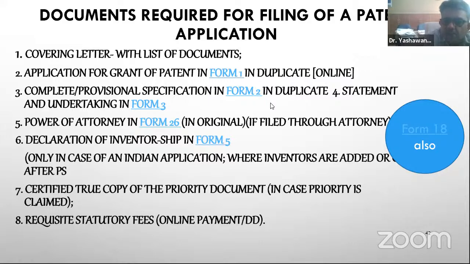There are three things to remember. First is the front page of this Form 2, which has to be in a prescribed format where you write some text that is given in the form. You can download these forms by clicking here. Then there is the preamble on the first page. If you're filing provisional, you have to write that preamble; if you're filing complete, you write that. So on the first page, you have prescribed information.